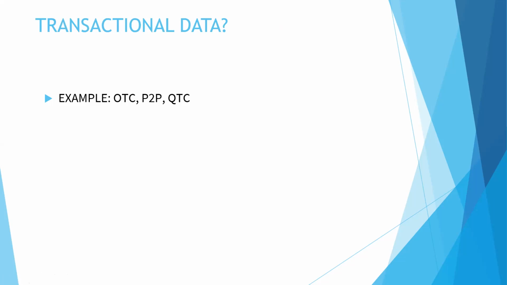Transactional data means OTC. What is this OTC? OTC means order, delivery, billing. These we are going to see tomorrow. And purchase to pay means, on the manufacturing side, if you would like to buy any raw material or finished goods, in such cases they will call it P2P, purchase to pay. QTC means quotation to cash. Okay, this I'll try to explain to you, what is transactional data.